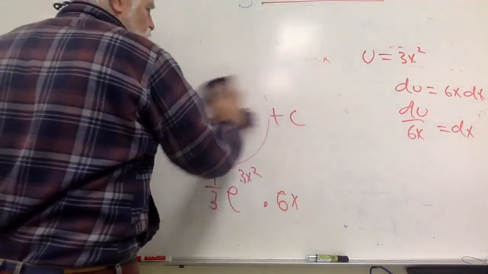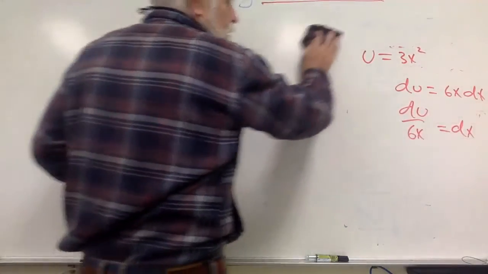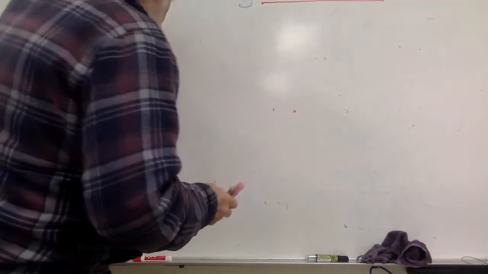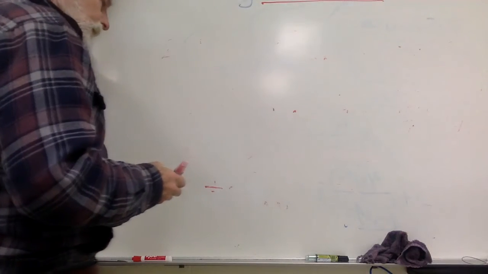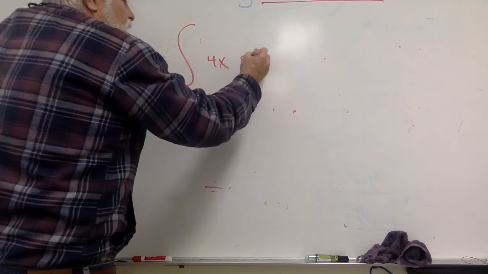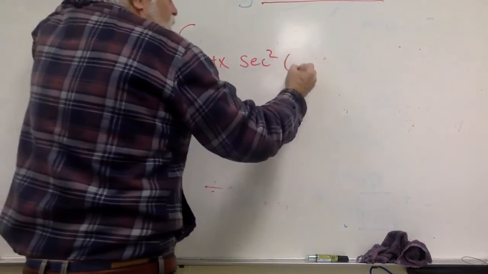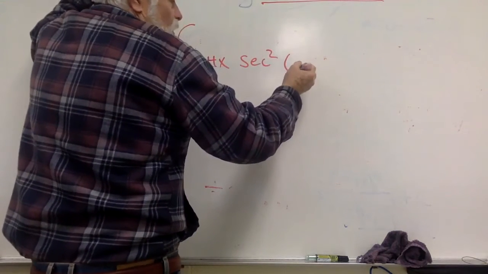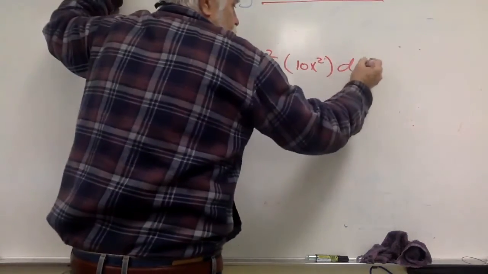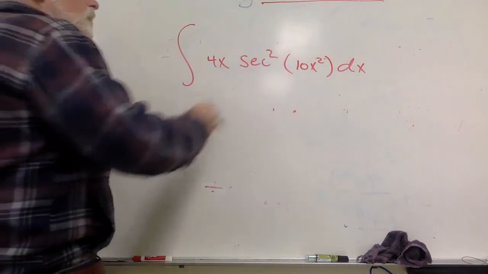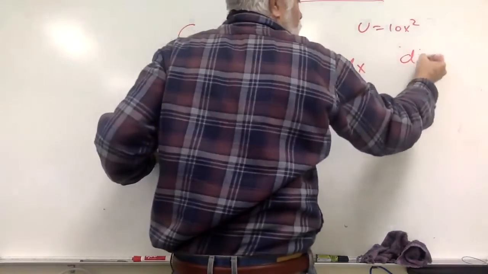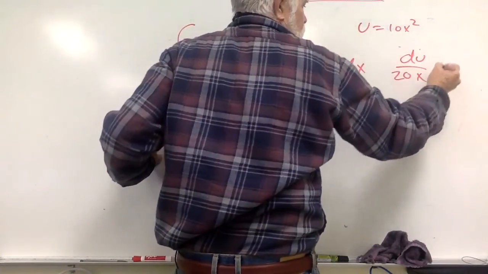And then we'll just do them the rest of the year, the rest of the trimester. Okay, so you pause the video and you try it. What haven't I tried so far? How about we integrate 4x secant squared 10x squared dx. Okay, so u is 10x squared, and du over 20x equals dx.